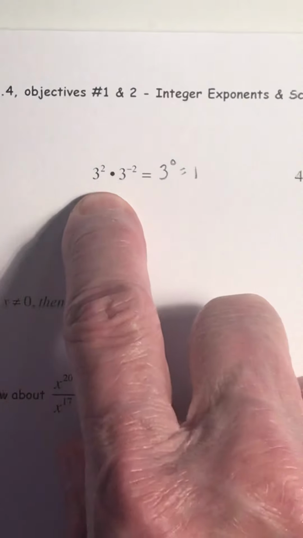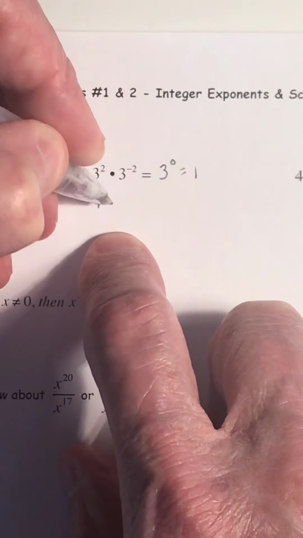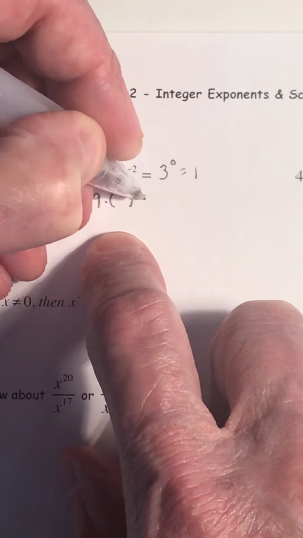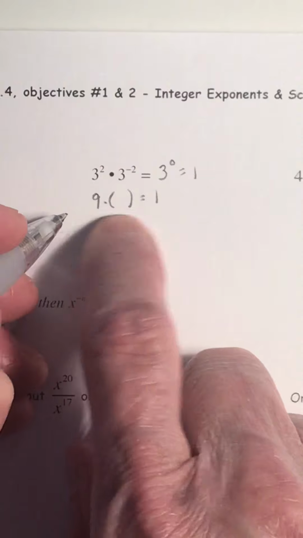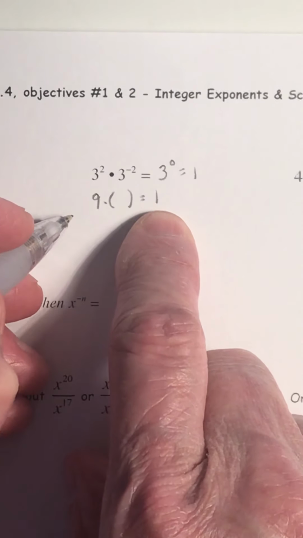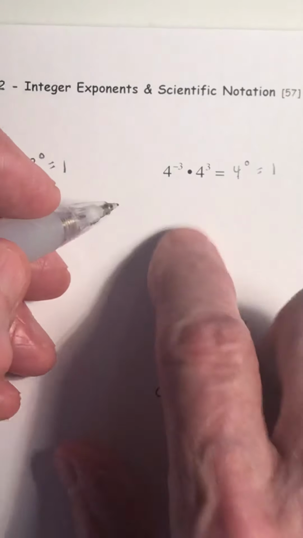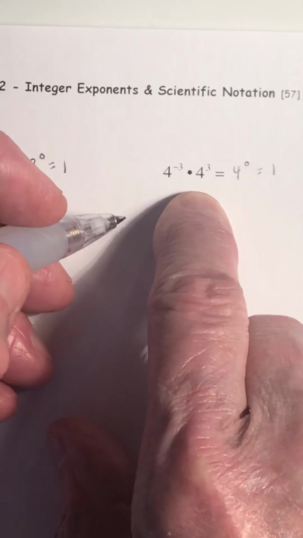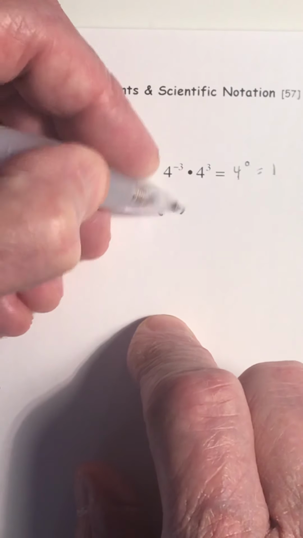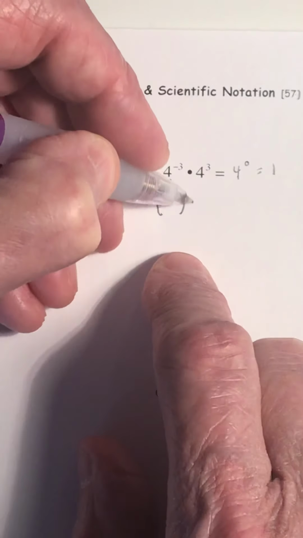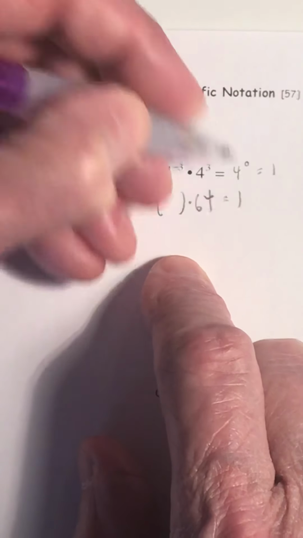How much is 3 to the second power? That's 3 times 3, that's 9. So we're saying 9 times this equals 1. What do you multiply 9 by and you get the answer 1? Think about that for a second. And over here, 4 to the third is 4 times 4 times 4. That's 64. So whatever this little thing is, when you multiply it by 64, you get the answer 1.